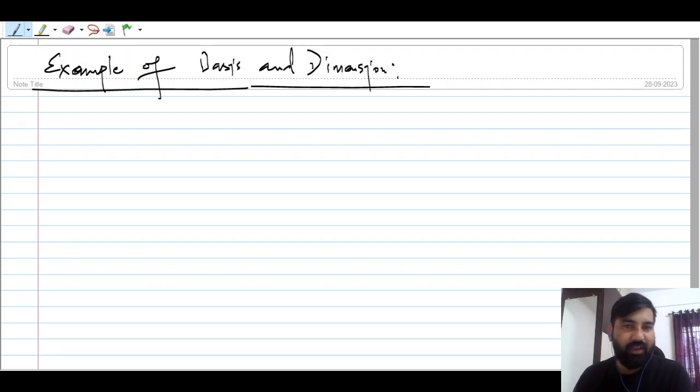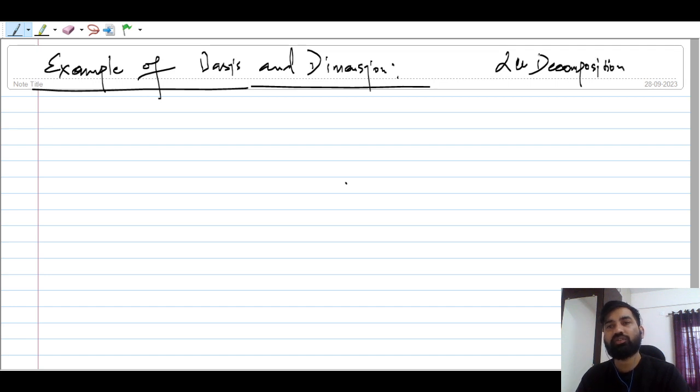So in this session, I will talk about the examples of bases and dimension. Then I'll talk about LU decomposition. क्योंकि आज के session में हम लोगों को LU decomposition discuss करना है. The LU decomposition is one of the very important topics. Okay, LU decomposition. So you can solve the system of linear equations using this method as well, like the LU decomposition method.